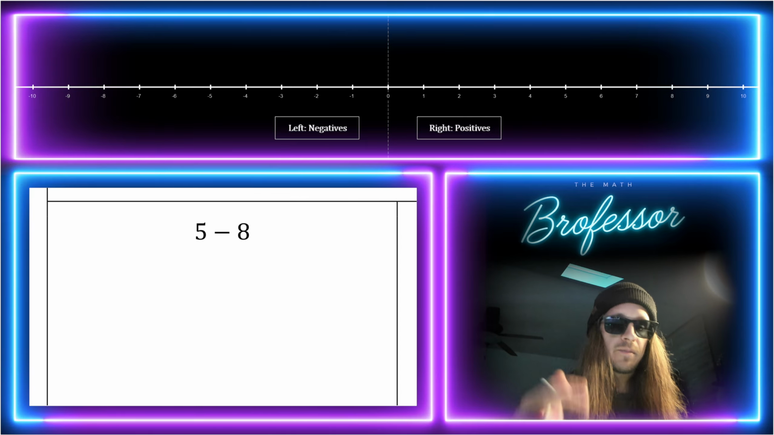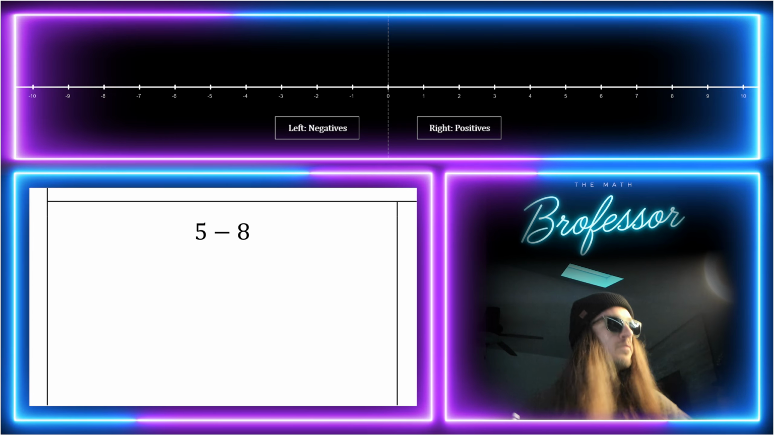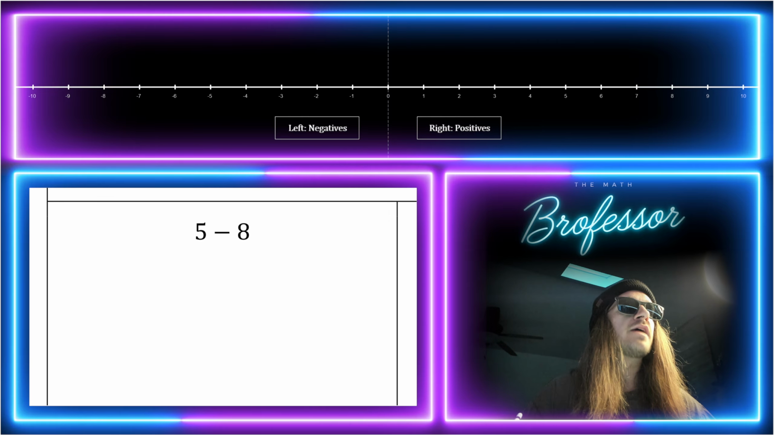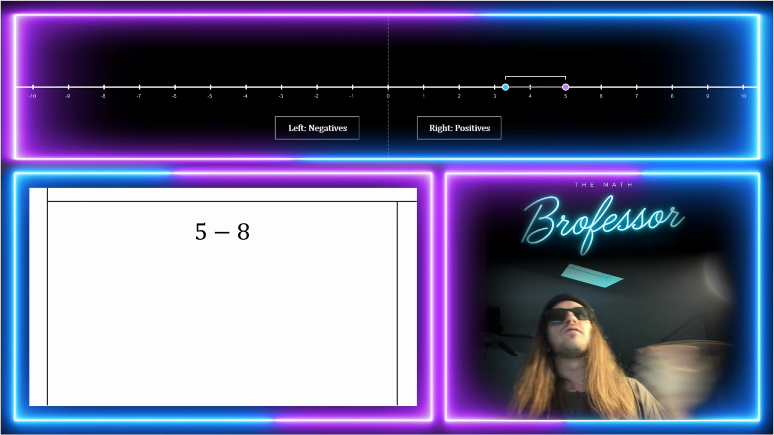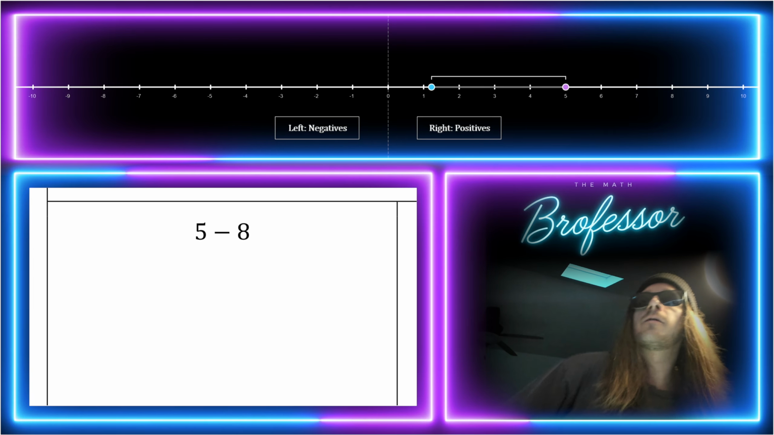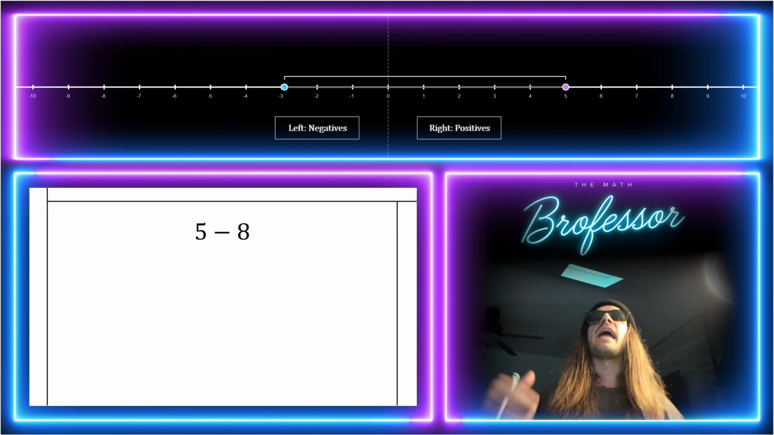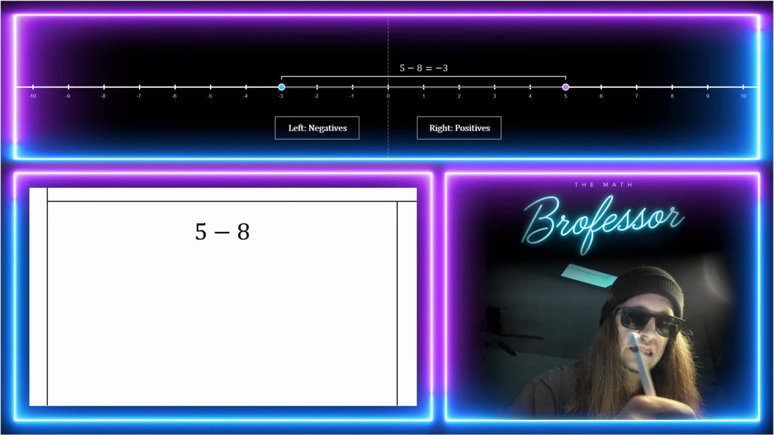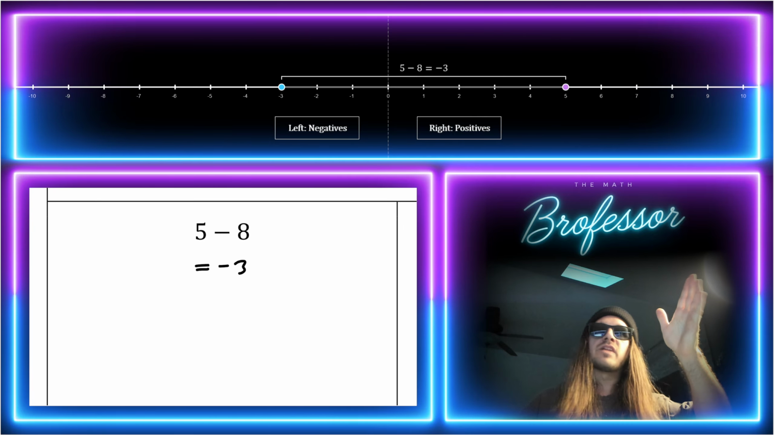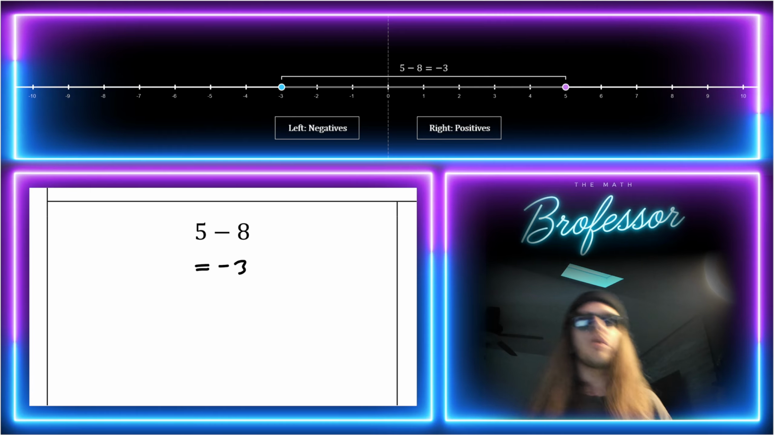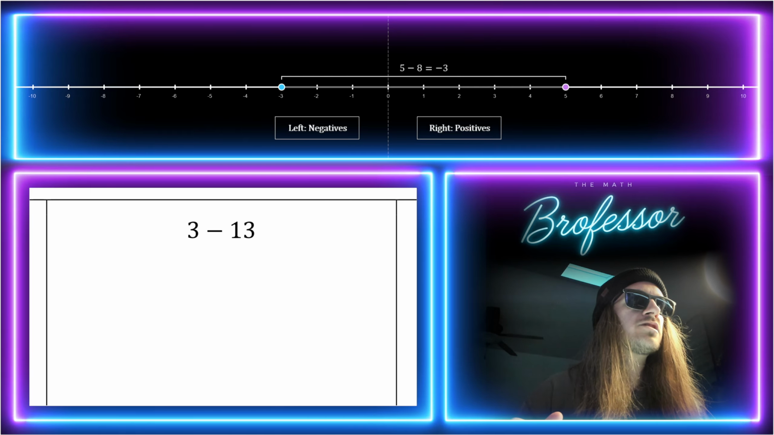5 minus 8. So I'm going to start on positive 5 on the number line, and then I'm going to subtract 8, meaning we're going to move left 8 units and see where we end up. So starting on 5, positive 5, we move left 1, 2, 3, 4, 5. We're crossing 6, 7, 8. So 5 minus 8 lands us at negative 3. We started on the right side of the number line. We subtracted, and we ended on the left side. We ended negative.